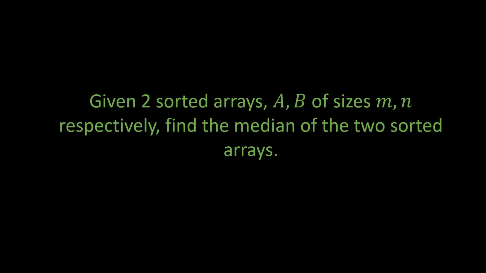So here's the problem. Given two sorted arrays, array A and array B, of sizes m and n respectively, find the median of the two sorted arrays. Now, take a minute to digest the question. Some questions which might pop up in your head are, what is a median? But more importantly is, how do you even approach this problem? Where do you even start?